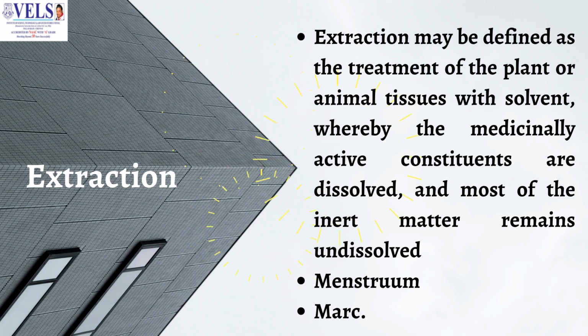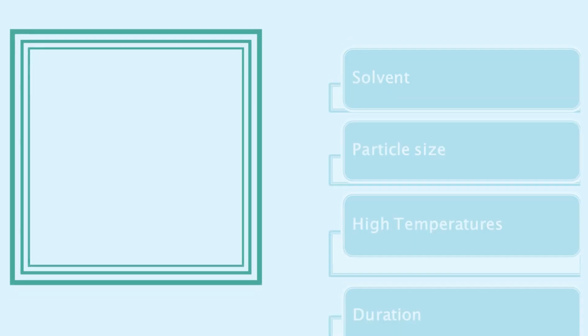The term extraction is defined as the treatment of plant or animal tissues with a solvent, whereby the pharmacologically active constituents are dissolved in the solvent, away from most of the inert materials. The solvent which is used for the extraction is termed as menstruum, and the inert insoluble material that remains after extraction is called marc.